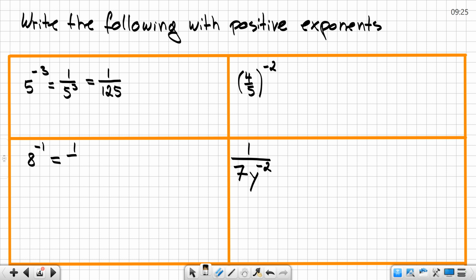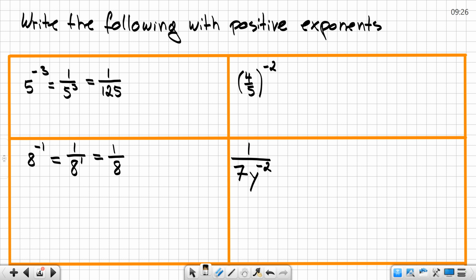Let's have a look at 8 raised to the negative 1. Well, same rule. 1 divided by 8 raised to the positive 1. Well, an exponent of positive 1 isn't really very helpful. It doesn't need to be written down, so it's just 1 over 8.